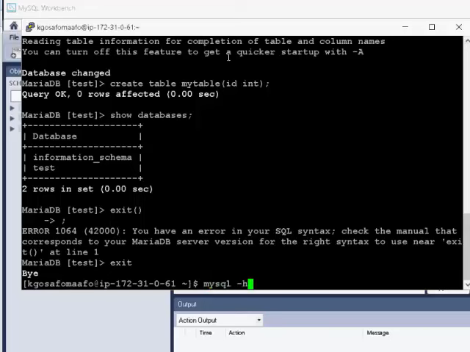All right. If you want to connect, you should say what? mysql, the host, then the port, the user, and then the last parameter is dash p, which tells it that you want to supply a password.